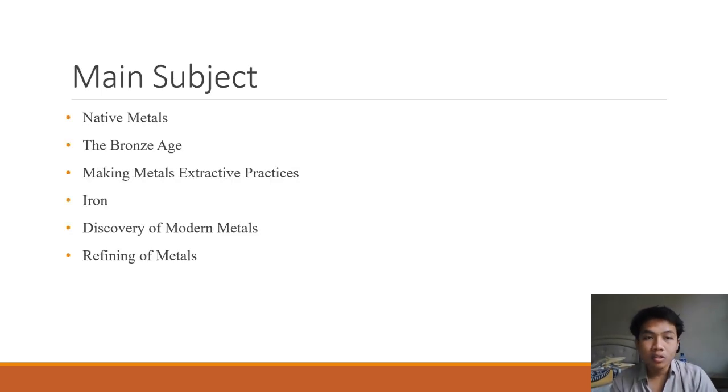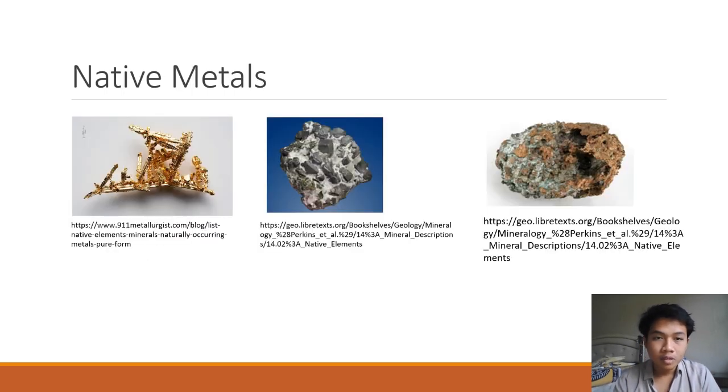And for the main subject, we have 6 points today. They are: first, native metals; then the Bronze Age; making metal, extractive practice; iron; discovery of modern metals; and refining of metals. So let's talk about the first point.